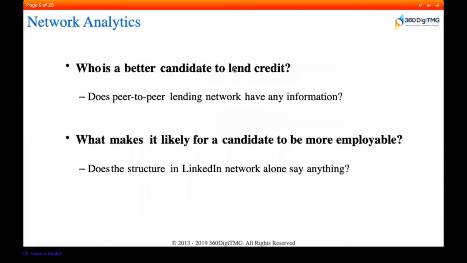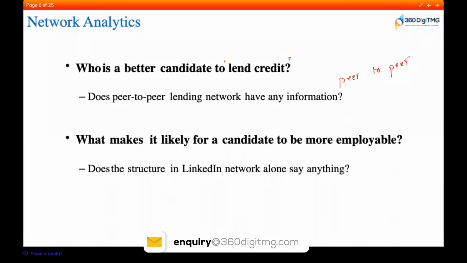Okay, but even before that, let us look into these examples. So who is a better candidate to lend credit? That means it is about the banking sector. So a bank manager wants to lend some credit. Peer-to-peer lending network. Do you know what exactly a peer-to-peer lending network is?